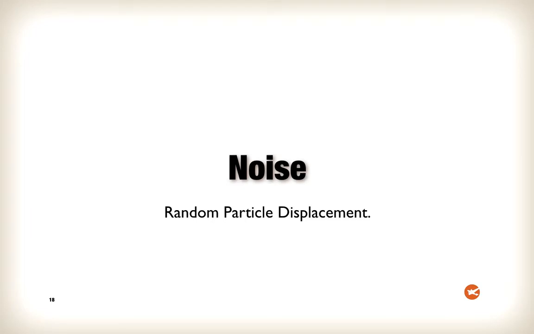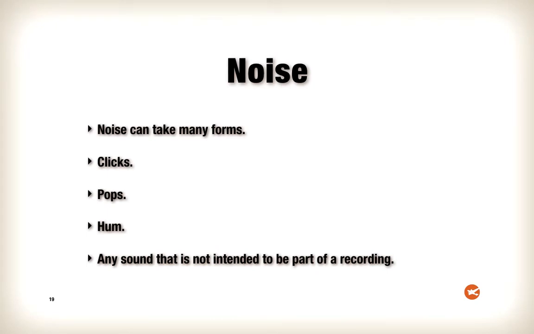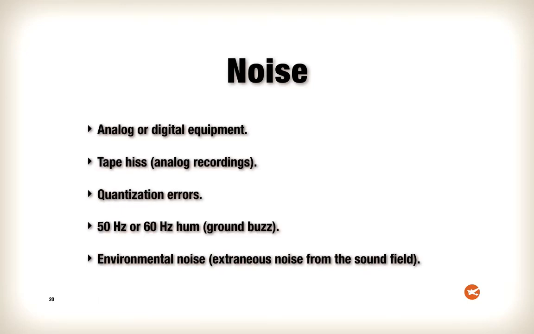So, noise is random particle displacement. Noise can take on many forms: clicks, pops, hums, or any sound that is not intended to be a part of the recording. Other types of noise include analog or digital equipment, tape hiss, and analog recordings, quantization errors, 50 or 60 Hz hum, and finally environmental noise, which is extraneous noise from the sound field.